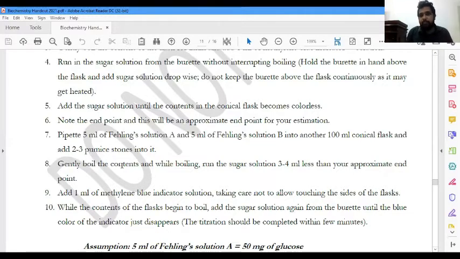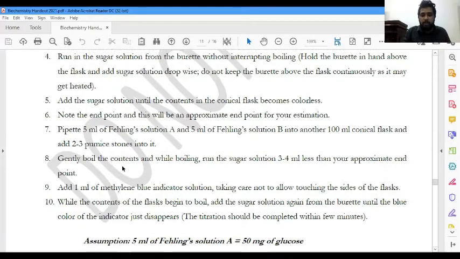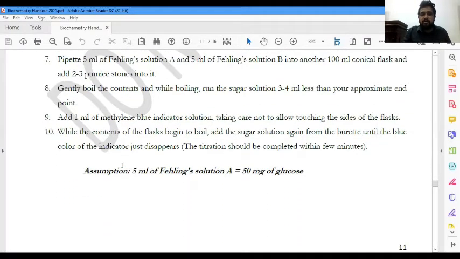There is a reason for each and every step here. Okay. In here, we use this assumption that 5 milliliters of Fehling's solution A is equal to 50 milligram of glucose. Okay. This is a kind of conversion factor. When we are doing the calculation, this is required. 5 milliliters of Fehling solution A is equal to 50 milligram of glucose. Okay, then I will show you the video, then we can discuss further.